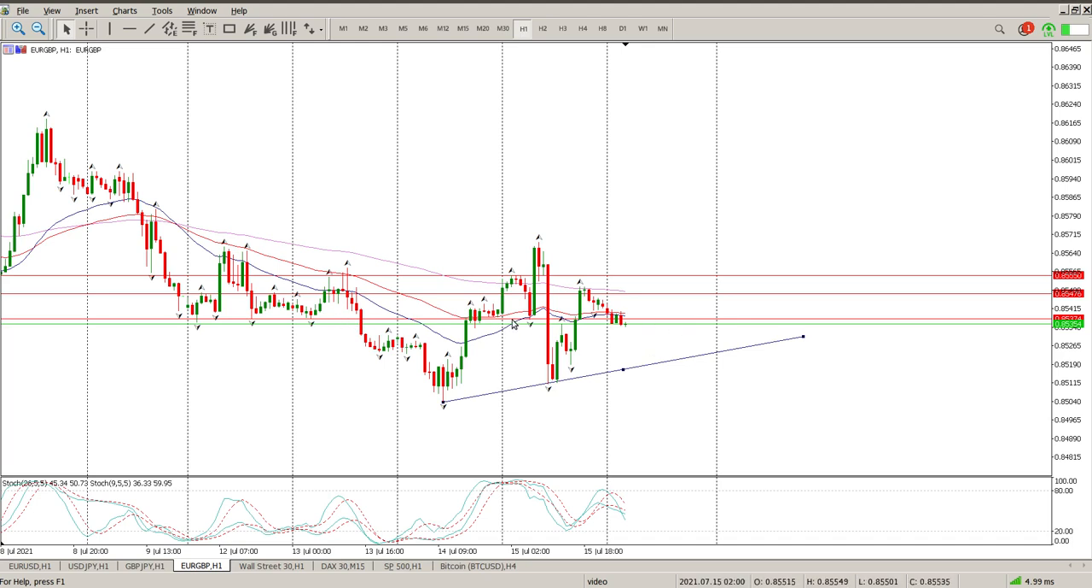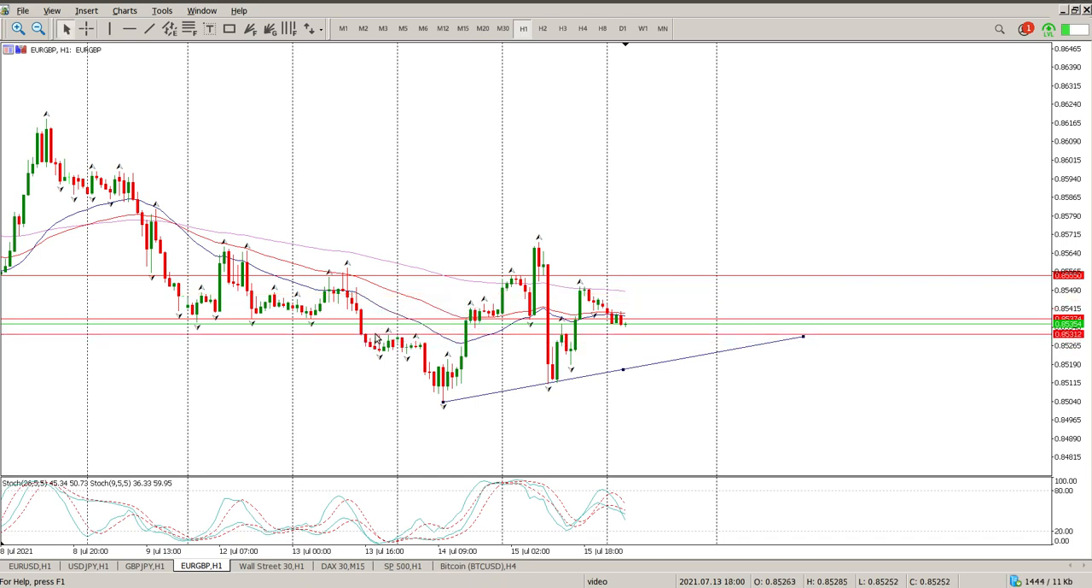This level here, you can see how important it is. See how it's been worked with. And we found support, bounced off it, but then it failed. We're back above it, and now at the moment we're below it. So nothing really to read into that just yet, but there is another little support level here.